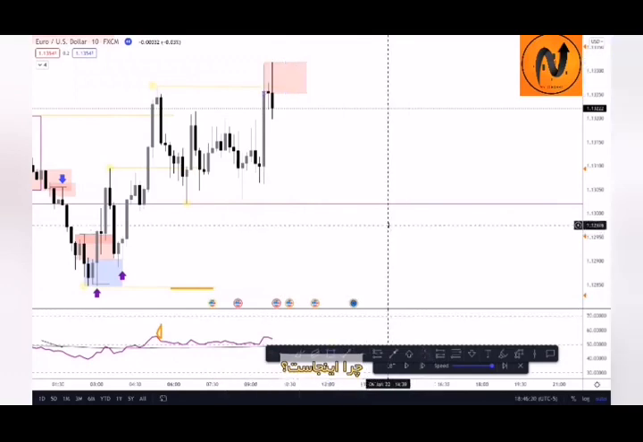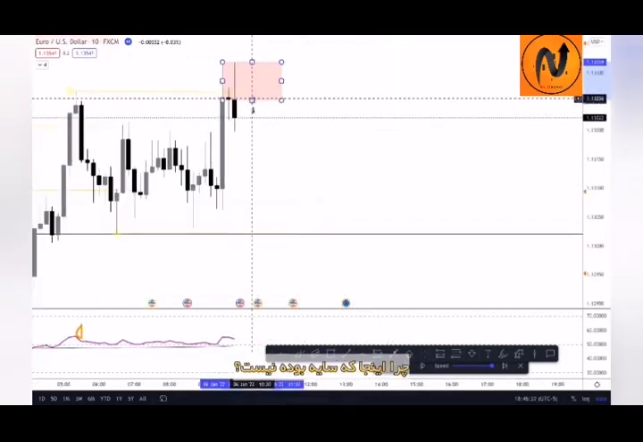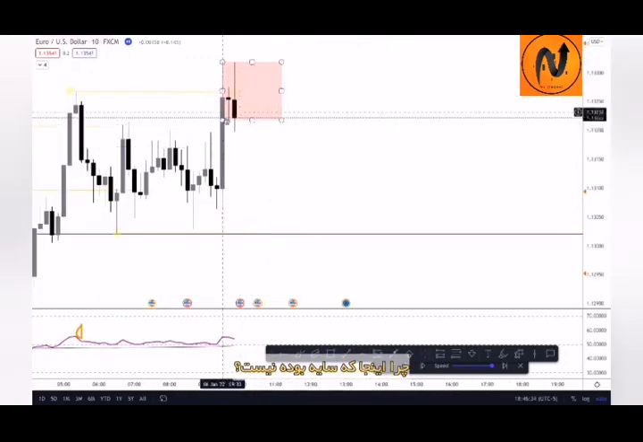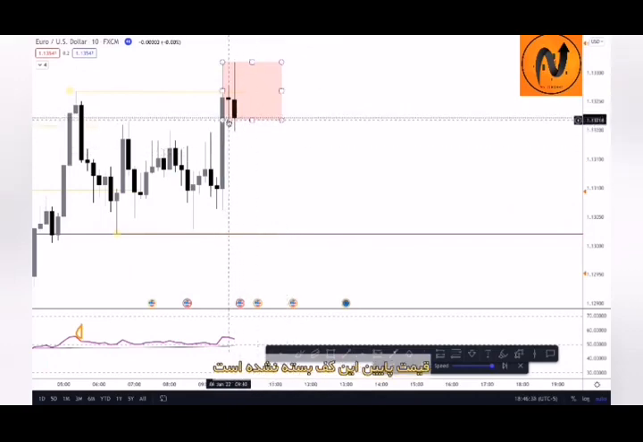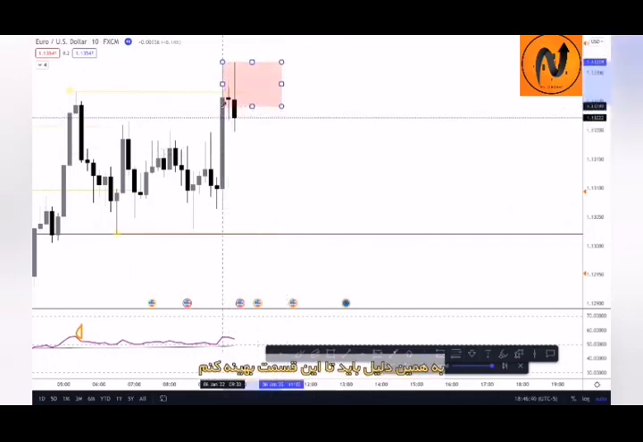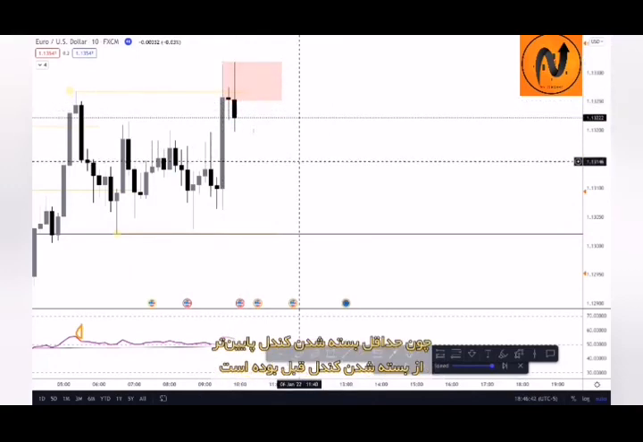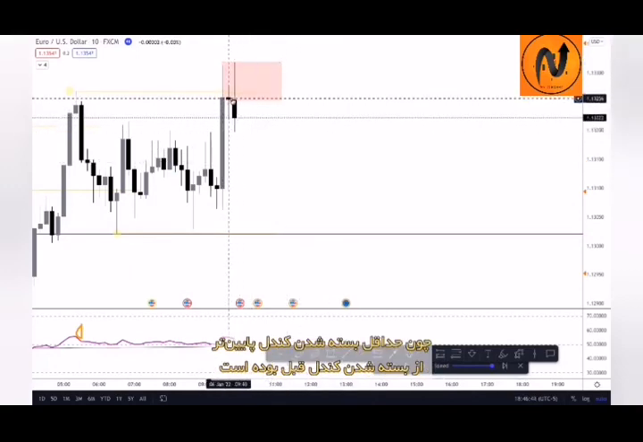Why is this our OB? We're probably like, Ben, why isn't it this right here? Because that's where the wick is. Well, price did not close below this low. Because of that, I have to refine to here, because at least our close closed above the previous close.